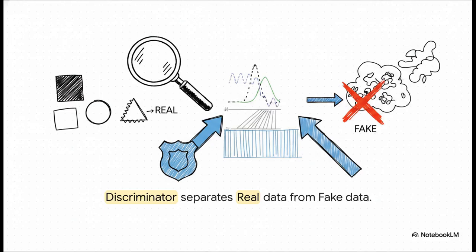Now, right at the start, the green line is pretty far away from the black line. The fakes are frankly terrible. And because of that, the blue line has a super easy job. It's highly confident in separating the real stuff from the fake stuff.